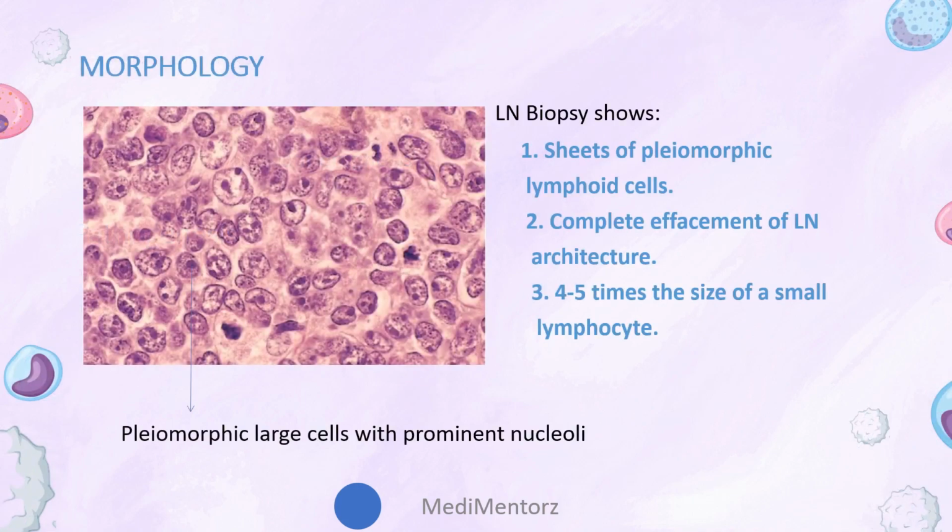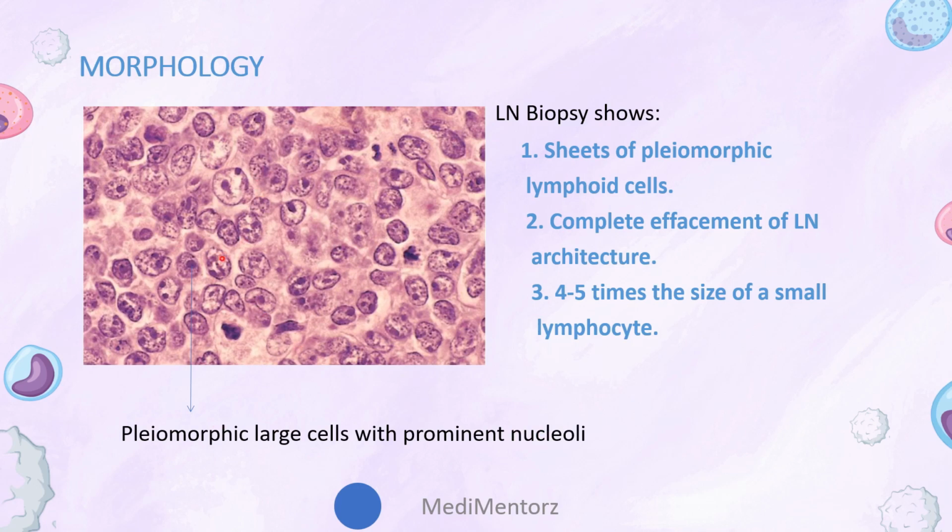Okay, talking about the morphology, I have put a diagram of a lymph node biopsy showing that there is complete effacement of lymph node architecture. You can see the lymph node architecture is completely destroyed, and there are pleomorphic large cells with prominent nuclei.